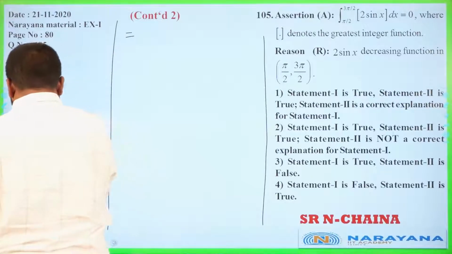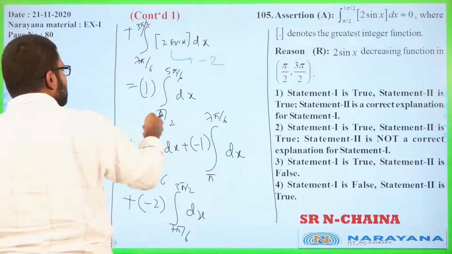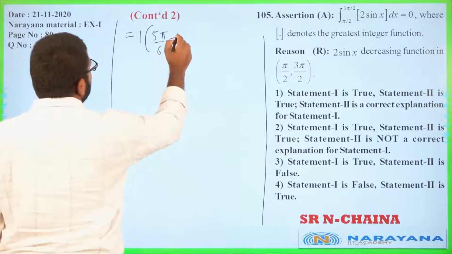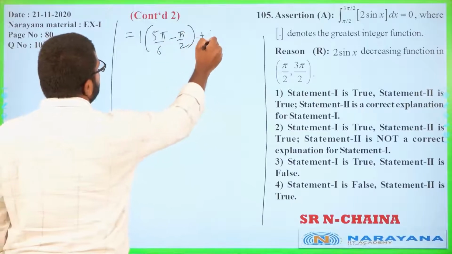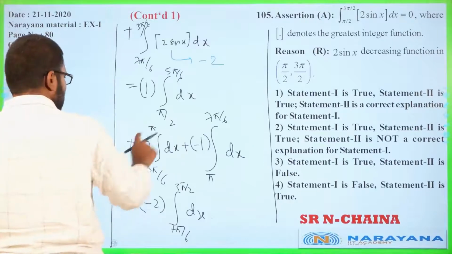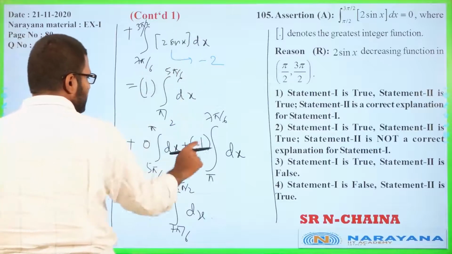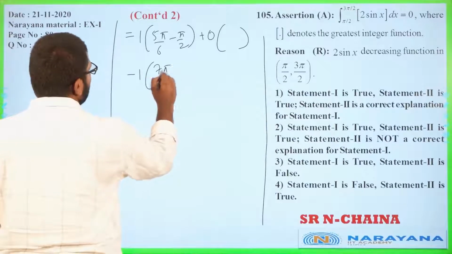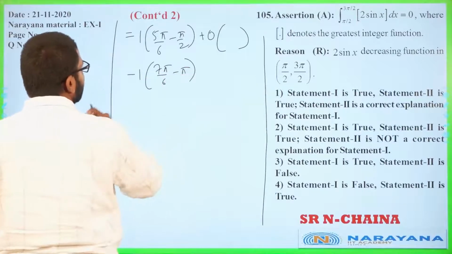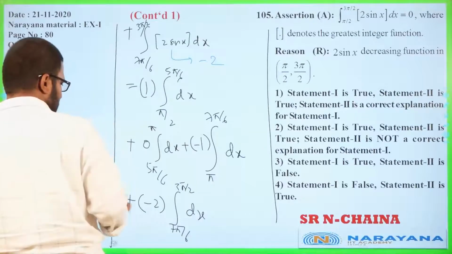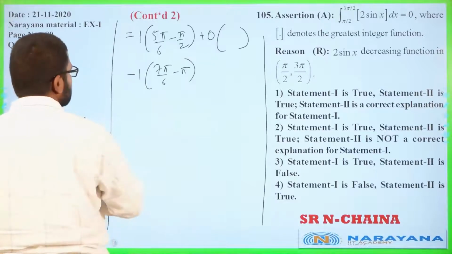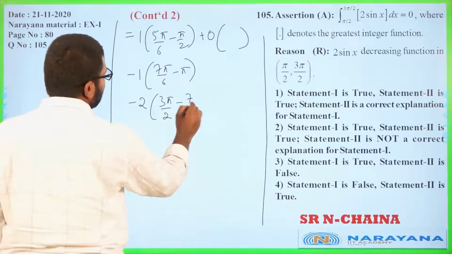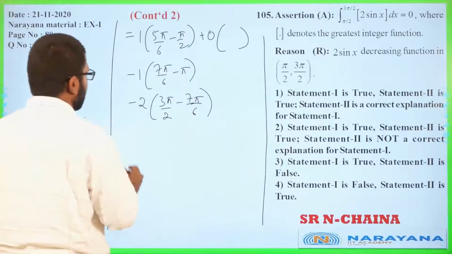to, you see, 1 into 5 pi by 6 minus pi by 2, and then plus 0 into these limits, but it doesn't matter, 0. Then look at this, minus 1 into 7 pi by 6 minus pi, and minus 2 into 3 pi by 2 minus 7 pi by 6.